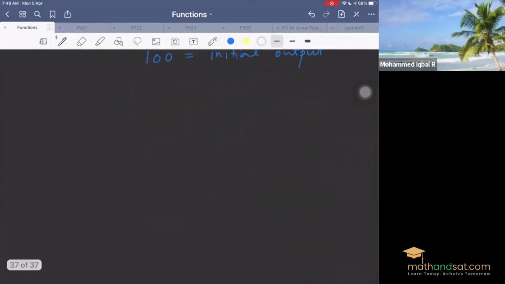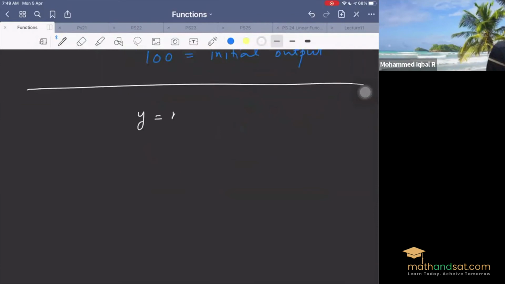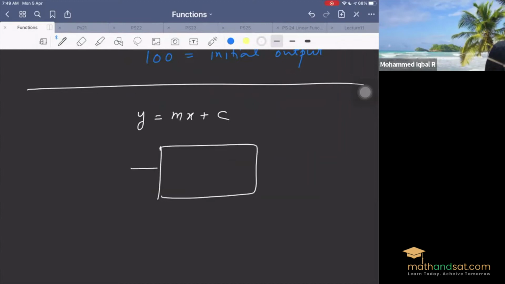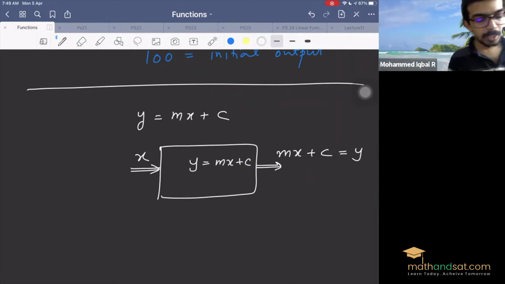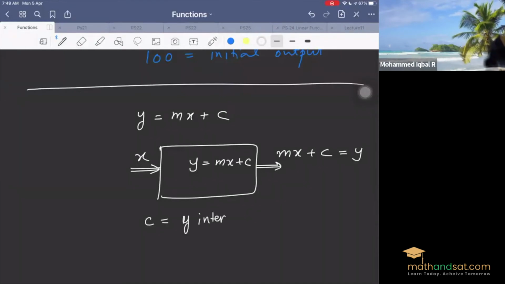So what we just saw is if we have something of the form y is equal to mx plus c, this is your input output mechanism. This is your input x, your corresponding output will be mx plus c, and this is assigned as y. This is the function. Now your c is nothing but the y-intercept. This is the y value when x is equal to 0.